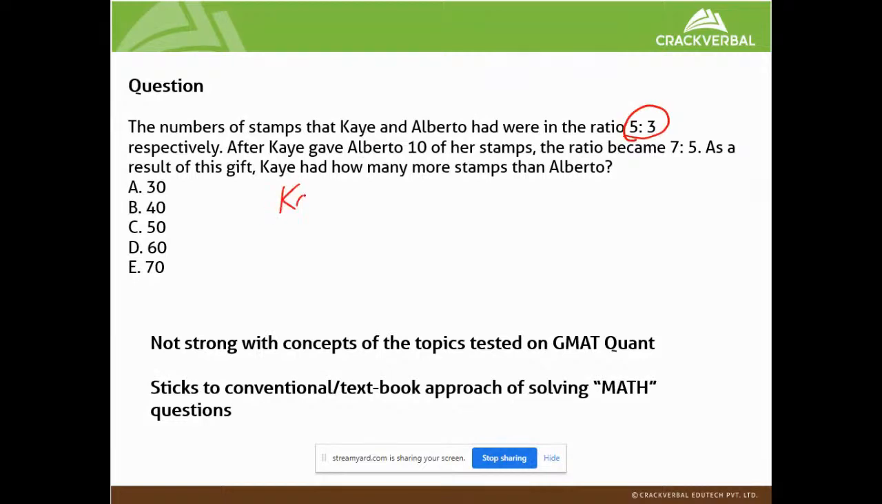So if you had taken K and Alberto to have 50 and 30, a quick question, why not 5 and 3? Because if you observe, the answer options are fairly large numbers. And if I want the difference to be this big, I can't take 5 and 3, right? That's the reason why I took 50 and 30. So this is before. What is after?